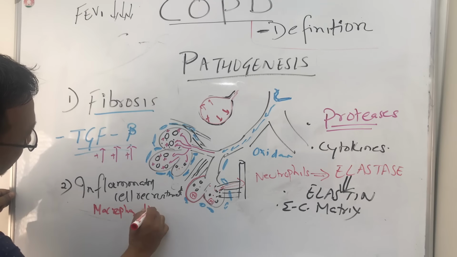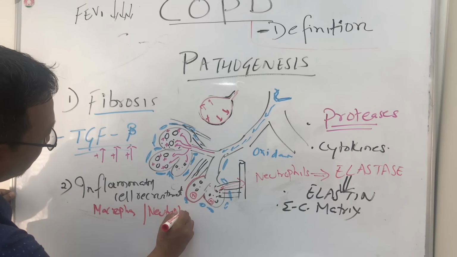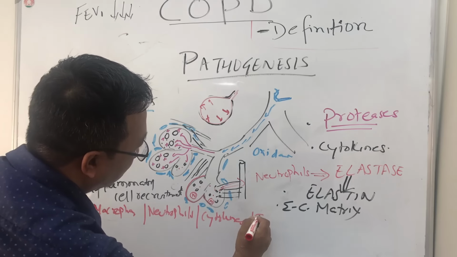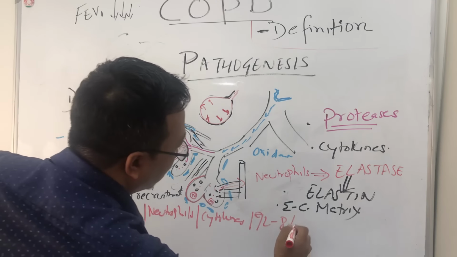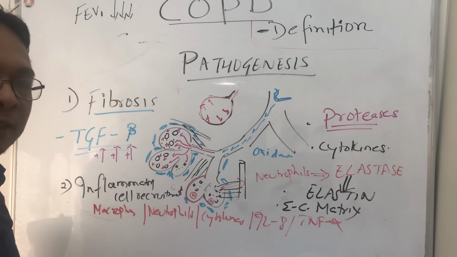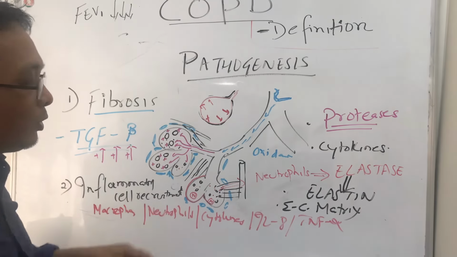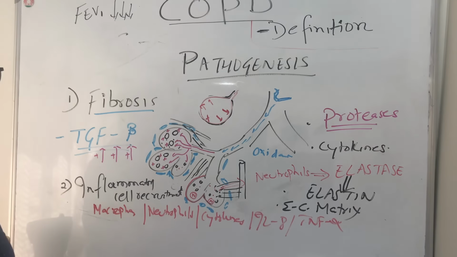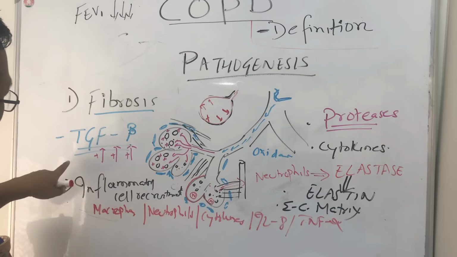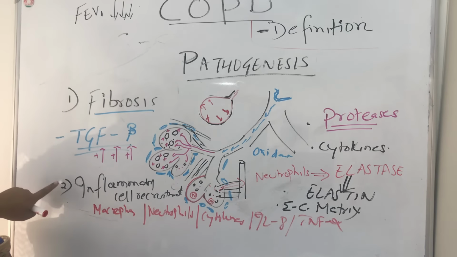You write about neutrophils, then cytokines, also interleukin 8, and tumor necrosis factor alpha. So all these are inflammatory cells, where they come in inflammation, because there is a process of inflammation that starts here when a smoke comes and activates the macrophage. So this is one, fibrosis occurs in pathogenesis. Number 2 is inflammatory cell recruitment.